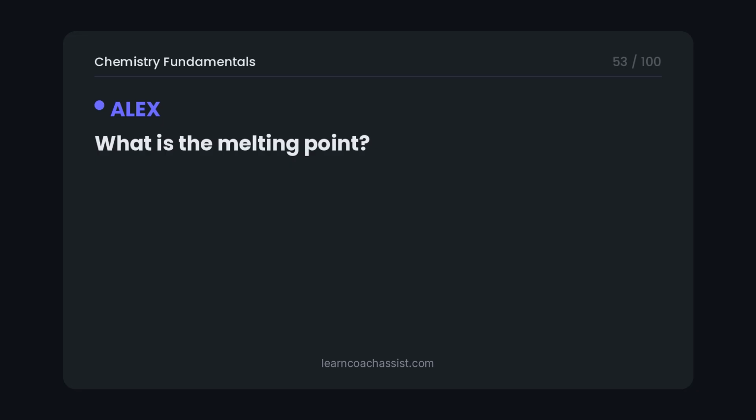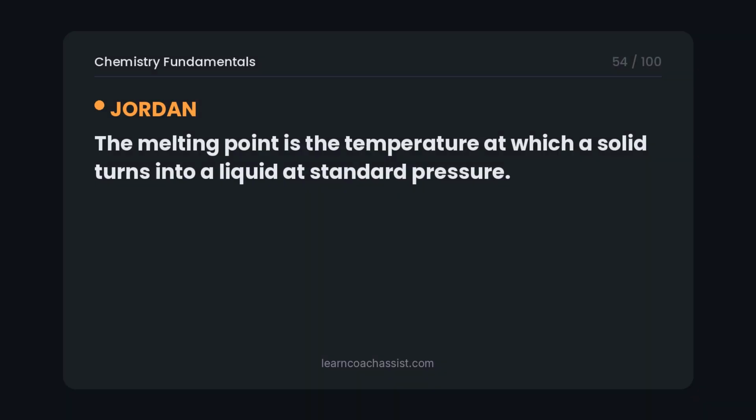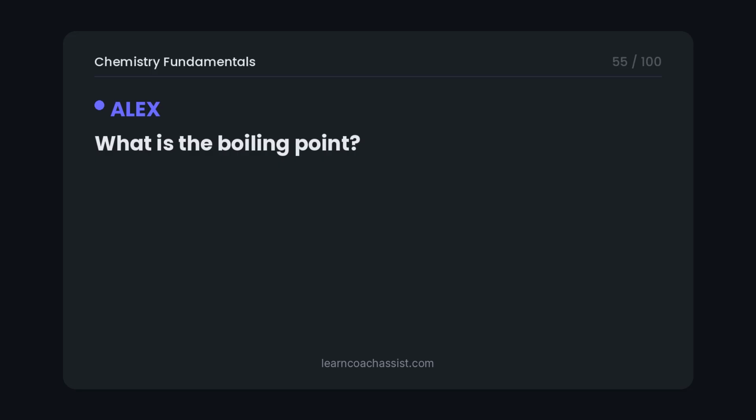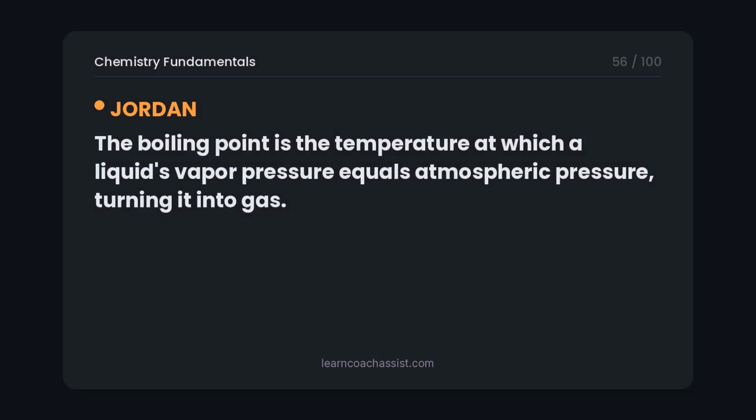What is the melting point? The melting point is the temperature at which a solid turns into a liquid at standard pressure. What is the boiling point? The boiling point is the temperature at which a liquid's vapor pressure equals atmospheric pressure, turning it into gas.